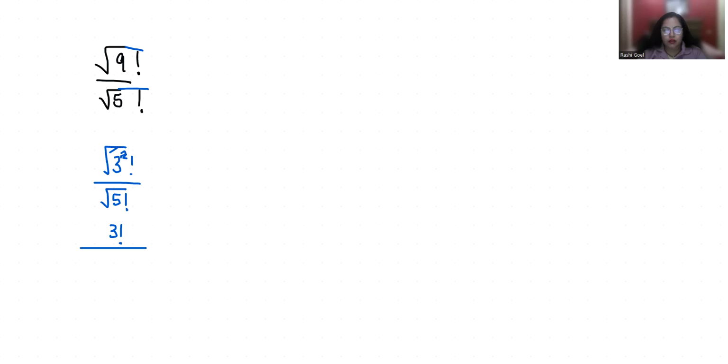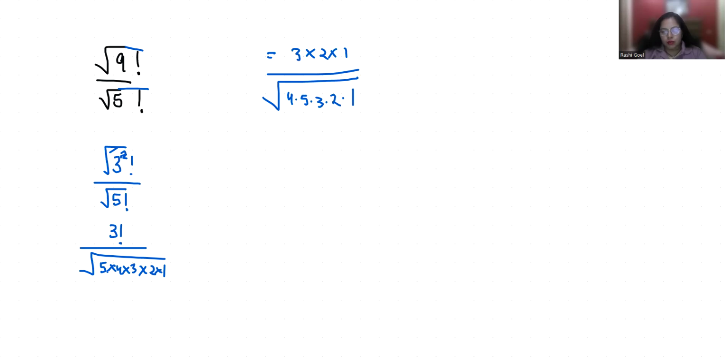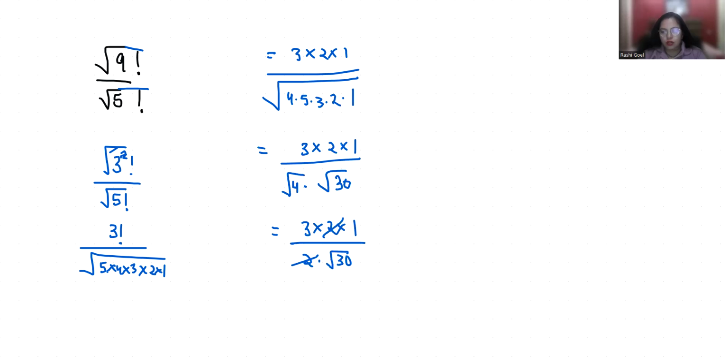We can write it as the square root of 5 times 4 times 3 times 2 times 1, and 3 factorial as 3 times 2 times 1, divided by the square root of 4 times 5 times 3 times 2 times 1. Now 3 times 2 times 1 divided by the square root of 4 times 5 times 3, which is 15, times 2, 30, times 1 is 30. So 3 times 2 times 1, the square root of 4 is 2, root 30. We can cancel out this 2 with 2. So 3 by square root 30.